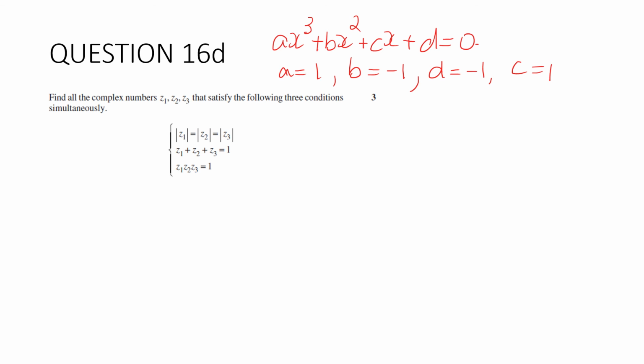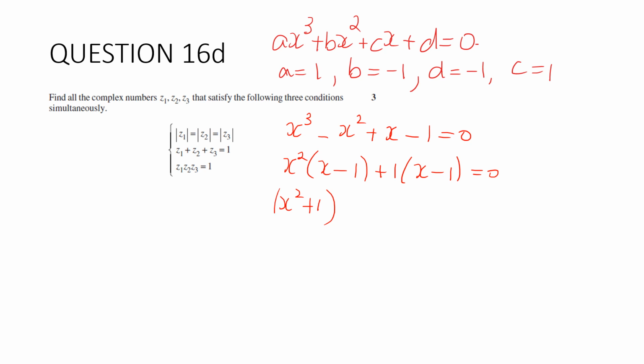And so our cubic equation is x cubed minus x squared plus x minus 1 equals 0. Factorize the first two and the last two, and we get (x squared plus 1)(x minus 1) equals 0. And so x is equal to plus or minus i and 1, which are the values of the complex numbers Z1, Z2, and Z3.